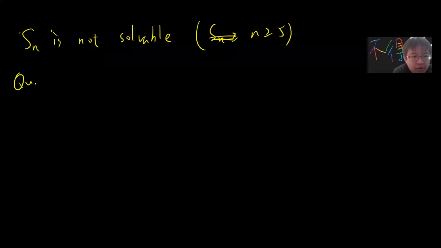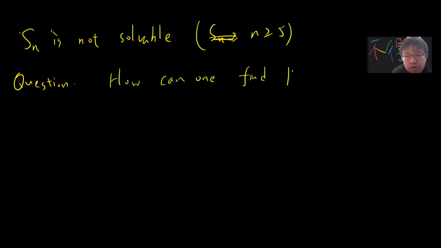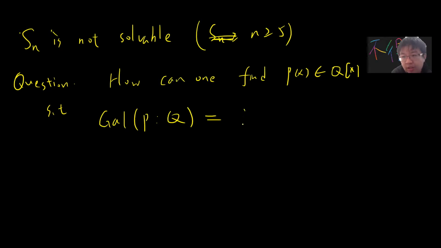So the question is, how can one find a polynomial with rational coefficients such that its Galois group is indeed S5? Previously we didn't give the proof for this, and we didn't give you an example. Naively, maybe you will think, sure, this is true, the Galois group should be arbitrarily large. If you hand me a degree 5 polynomial, then its Galois group should be S5, right? But this is not so easy to construct.